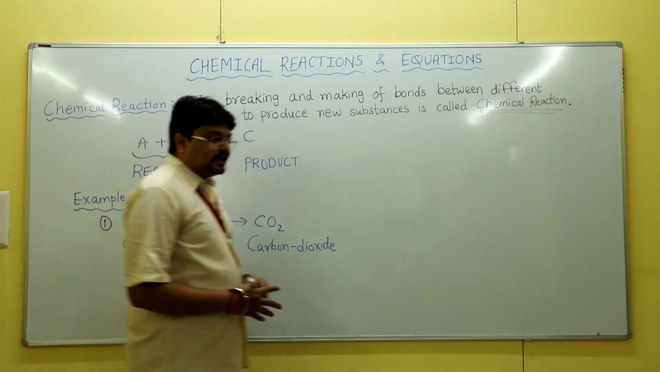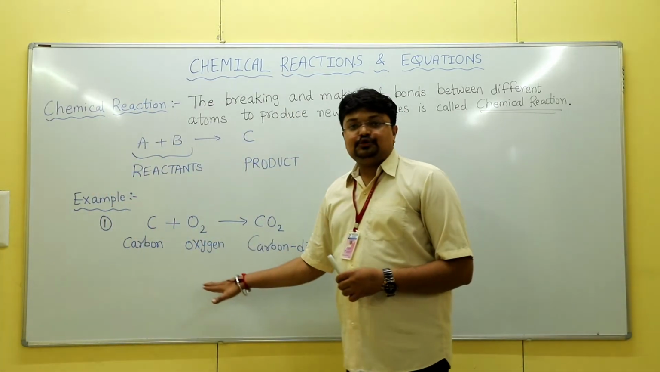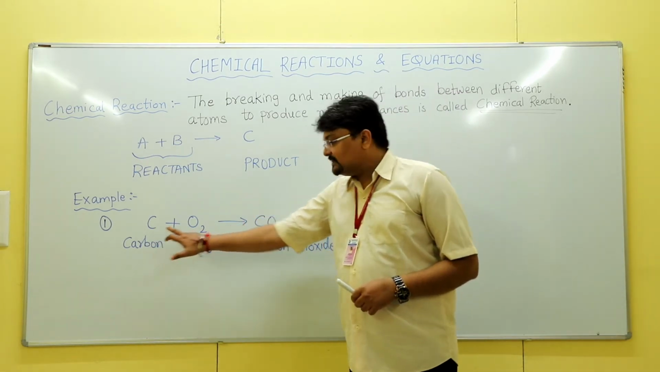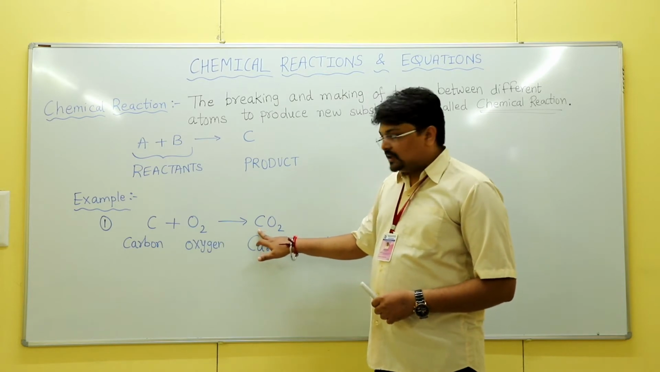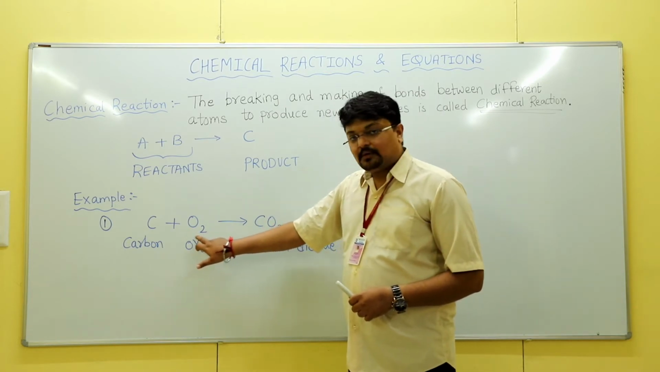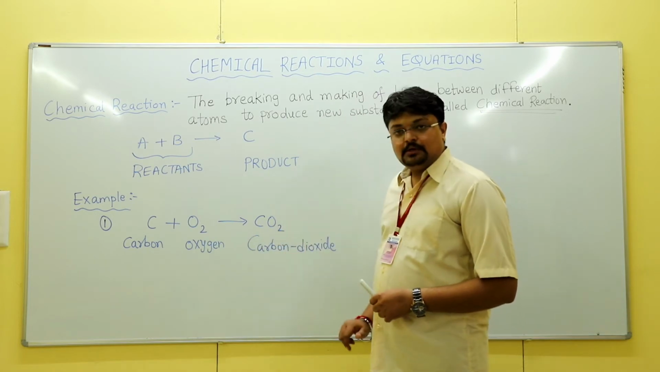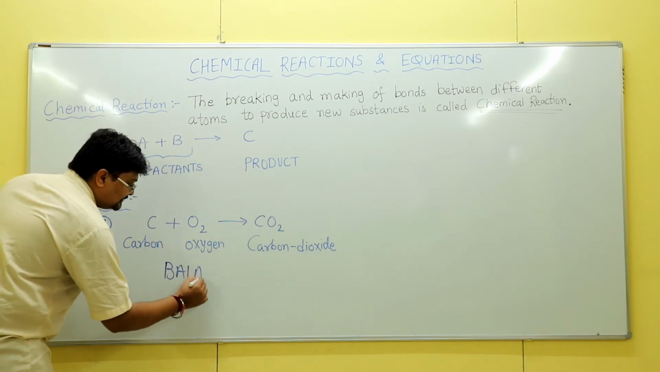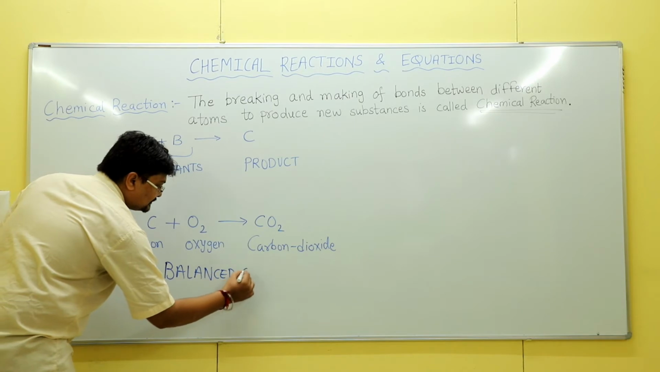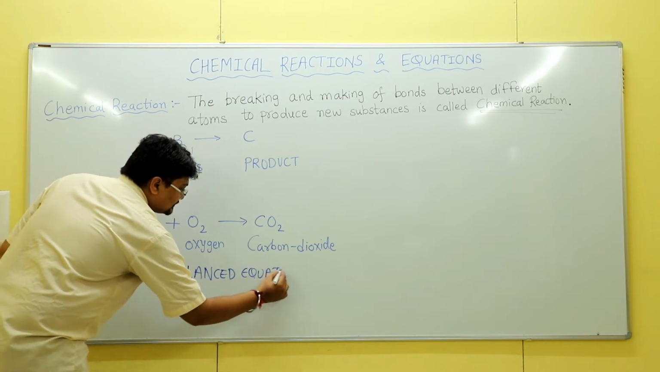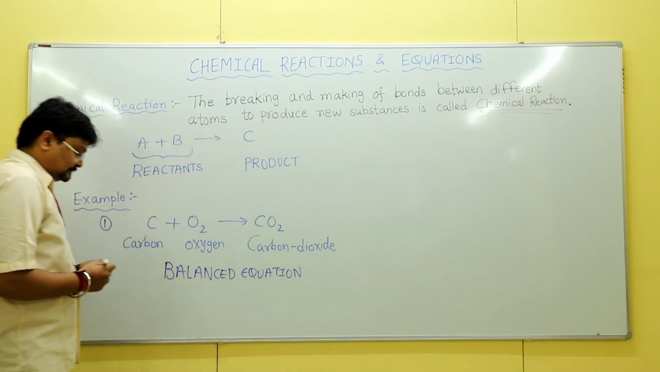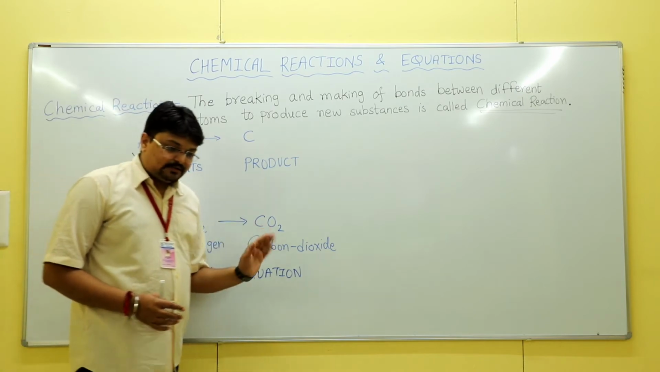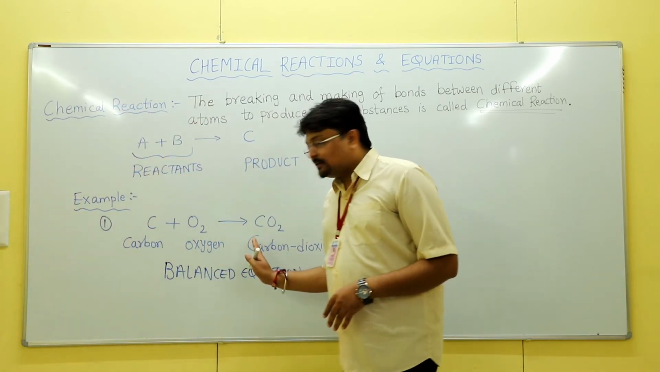So students, you need to see that the chemical reaction should be in a properly balanced form. Here you see carbon is 1 on the left hand side, and in the same way on the right hand side carbon is 1. Similarly, oxygen is 2 over here, and on the right hand side it is also 2. So this reaction is a balanced chemical reaction. So this is the chemically balanced equation. The number of atoms on the left hand side should match the number on the right hand side.